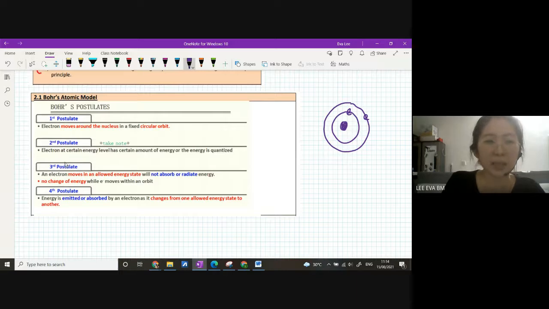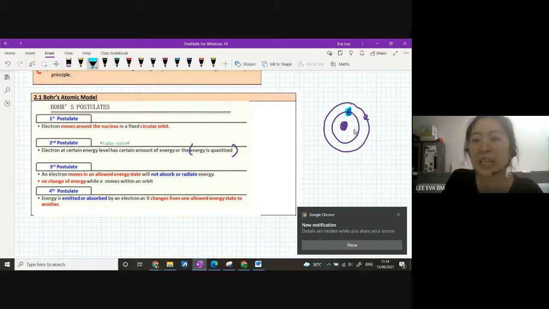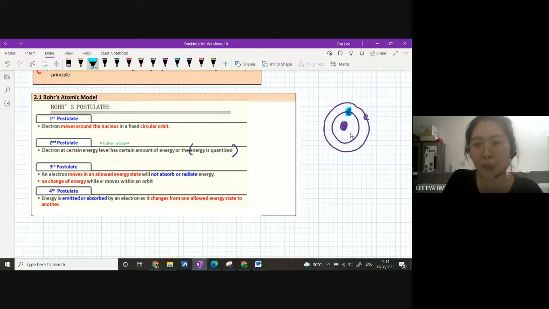Okay. Then the second postulate says that an electron at a certain energy level has a certain amount of energy. Or a new word for you, energy is quantized. That means if I focus on the electron over here, when this electron is moving around this orbit, at the same energy level, you have a fixed amount of energy. So energy is quantized means it has a fixed amount of energy. So senang nak kata, satu energy level, satu energy. Okay, so dia tak ada gerak mana-mana. So electron memang masih dekat energy level yang sama.